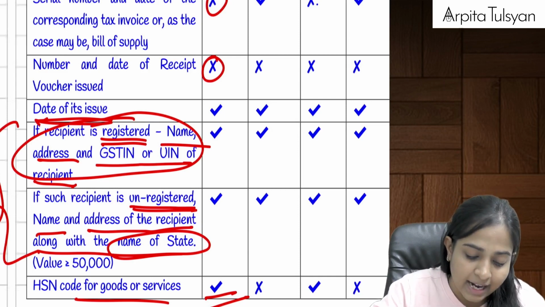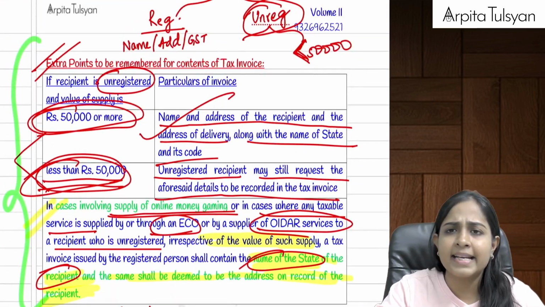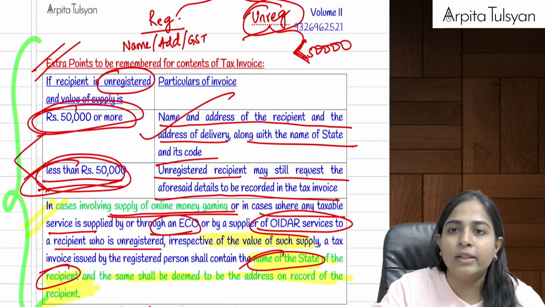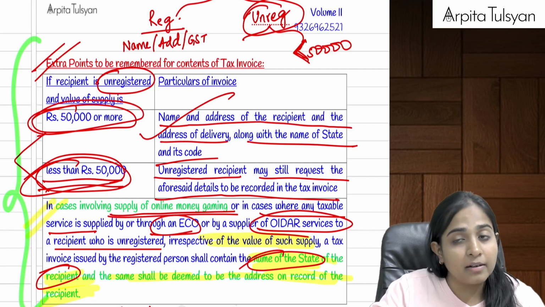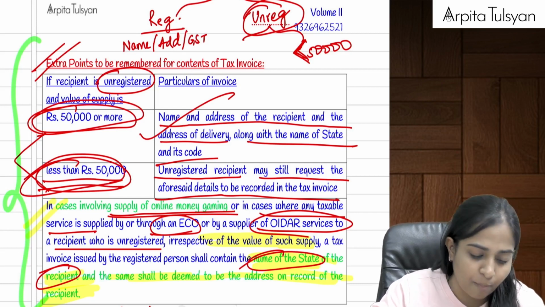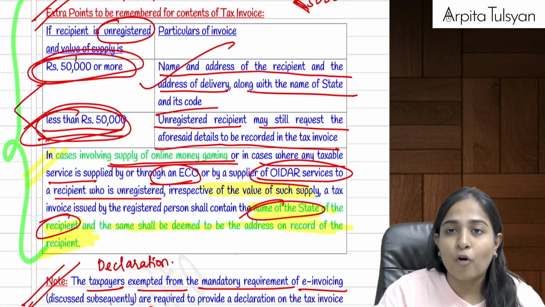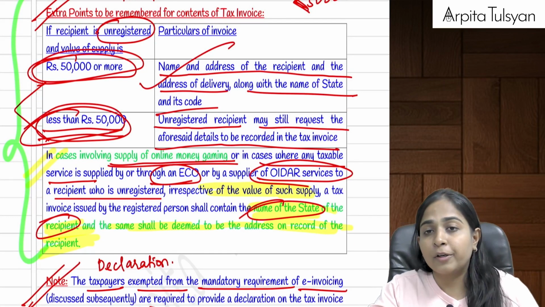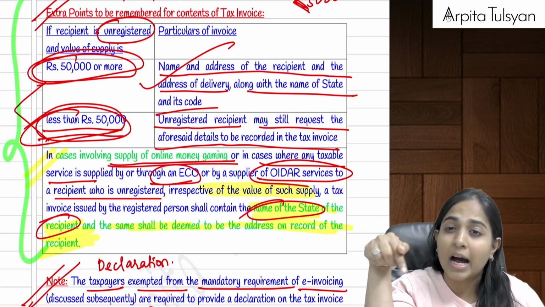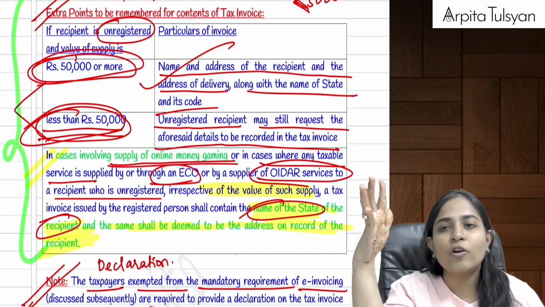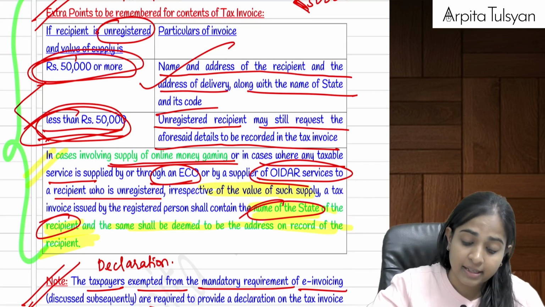But what if the value is less than rupees 50,000? Then it is not necessary to put all these details, that is name, state, etc. in the invoice. But if the recipient asks for it, then we will have to put all those things in the invoice. But in case of, let's say, supply of online gaming services or OIDAR services, etc., when they are provided from outside India to an unregistered person in India, we are not supposed to check the value. The name of the recipient as well as the state should compulsorily be written in the invoice.